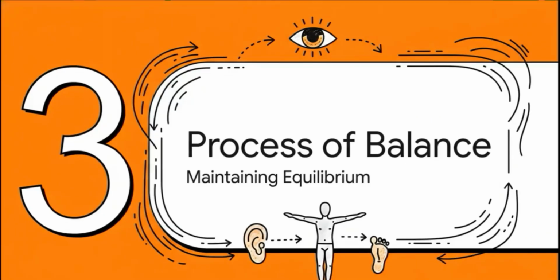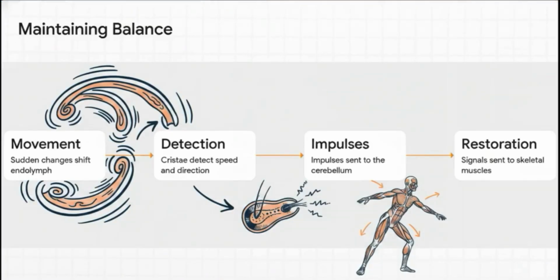Section 3. The process of balance. Hearing is only half the story, folks. Let's switch gears and look at the functional steps of maintaining upright balance. Dynamic balance is all about those semicircular canals. When you move suddenly, like changing your speed or direction, the fluid inside these three canals sloshes around.